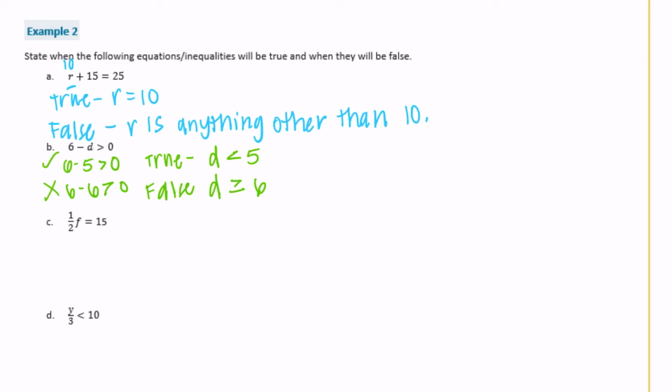Letter C. Half of F is equal to 15. So it's just equal to. So there's only going to be one right answer. So half of what is equal to 15? Well, half of 30 would be 15. So for it to be true, F needs to be equal to 30. For it to be false, F is equal to anything other than 30.